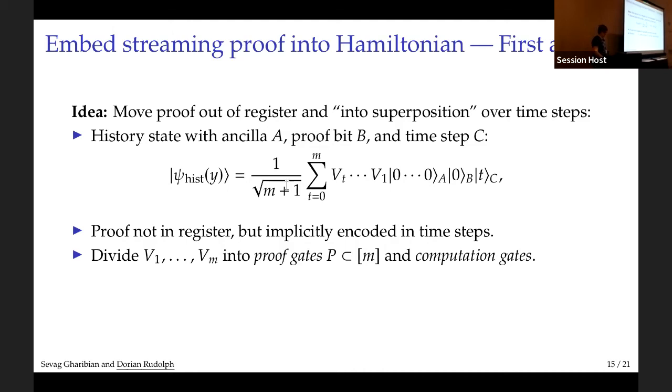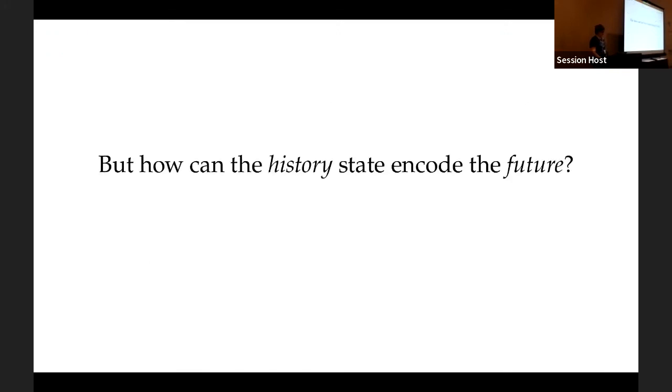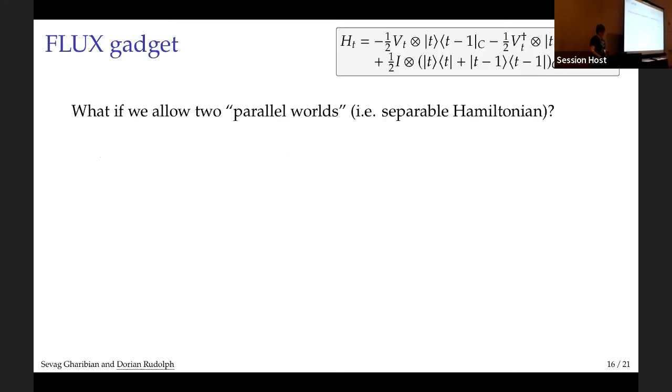And we divide these gates into the proof gates, which are either an I or X, but they are not predetermined, and the computation gates. And of course, the challenge is that H_prop from the previous slide needs to know all gates in advance to construct it. And yeah, so now our main question to solve is how can the history state encode the future? And for that, we introduce the FLUX gadget by asking the question, what if we allow two parallel worlds?